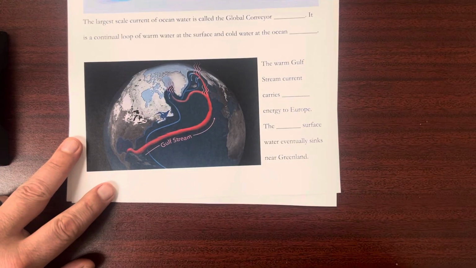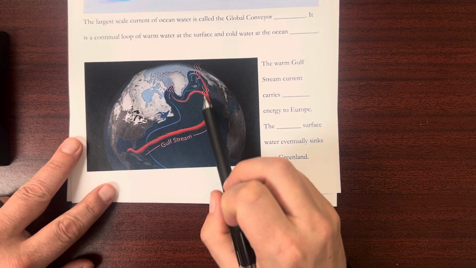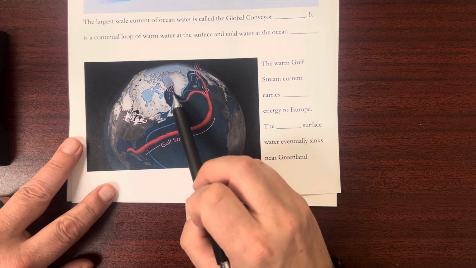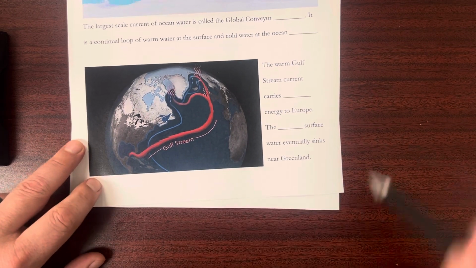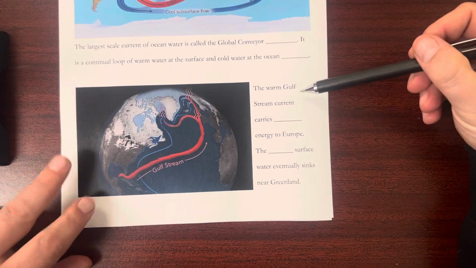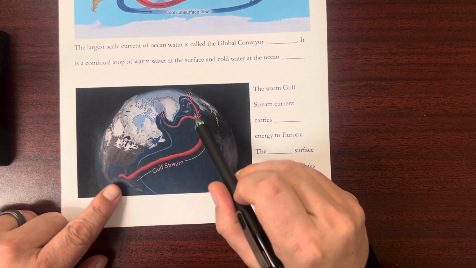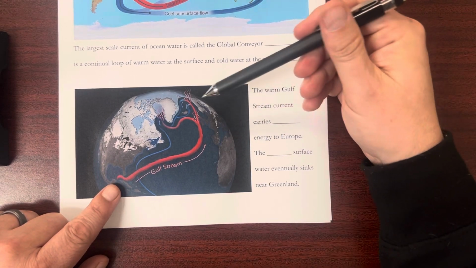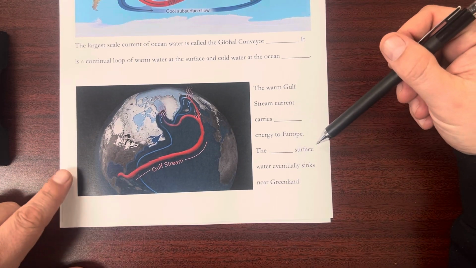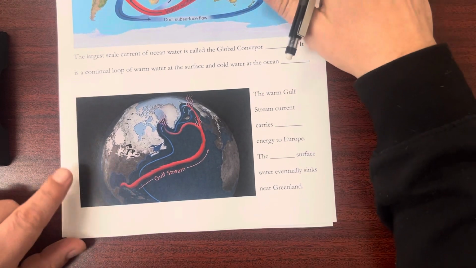We take a closer look here, and it shows the Gulf Stream going by the USA. And this Gulf Stream is on the surface, so it's warm. But you'll see that this is the area that, once it loses its heat, it's going to start to sink. The warm Gulf Stream current carries heat energy to Europe. So this heat right here keeps Europe from freezing over. It actually keeps it a warmer climate than it normally would be, being so far north. The warm surface water eventually sinks near Greenland right there. And we'll talk about what's happening with that area next.